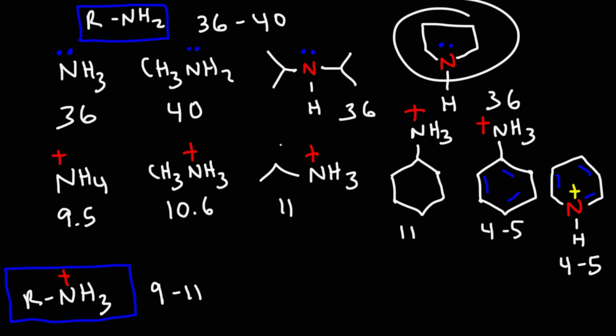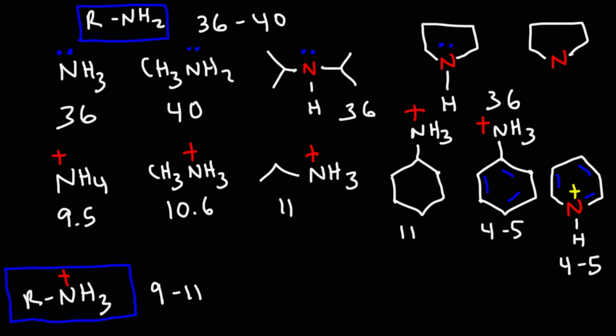Now let's compare pyridine, which, notice, doesn't have a plus charge. It's in the 36 to 40 range, with pyrrole. So pyrrole looks just like pyridine. The only difference is it's part of an aromatic system. And typically when you add aromaticity to it, the pKa will decrease. The pKa of pyrrole is around 17, much less than 36.